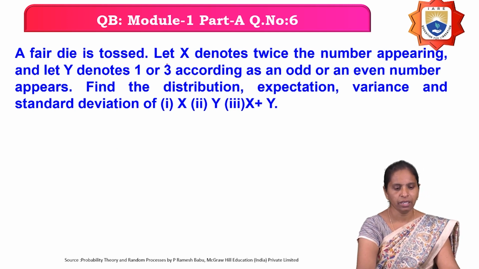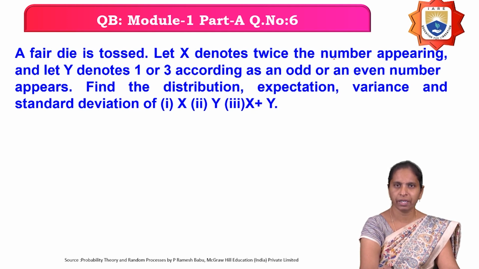Next question. If a die is tossed, let X denote twice the number appearing and Y denote 1 or 3 according as an odd or even number. It means if you get an odd number, assign 1; if you get an even number, assign 3. So find the distribution, expectation, variance and standard deviation of the random variables X, Y and X plus Y.